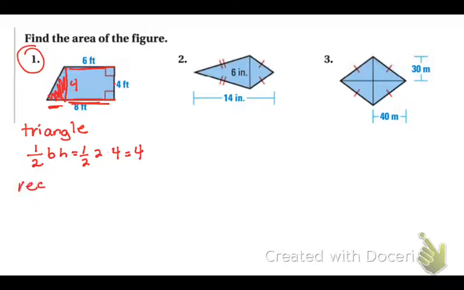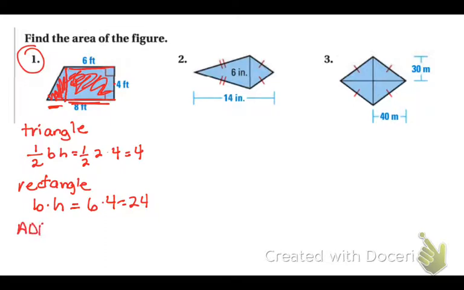Now let's do the rectangle piece. For our rectangle, the formula for area is base times height. We have a base of 6 feet and a height of 4 feet, which equals 24. So this area is 24. But you're supposed to find the area of the figure. So what do you need to do? You need to add the pieces together. 4 plus 24 equals 28.